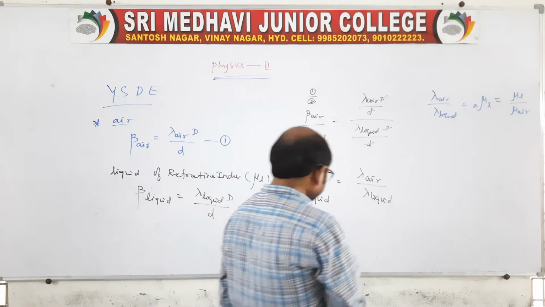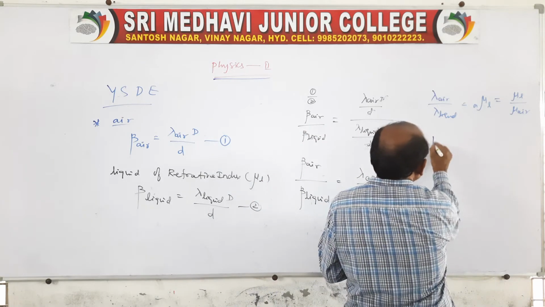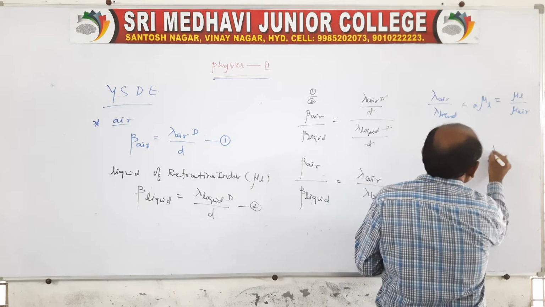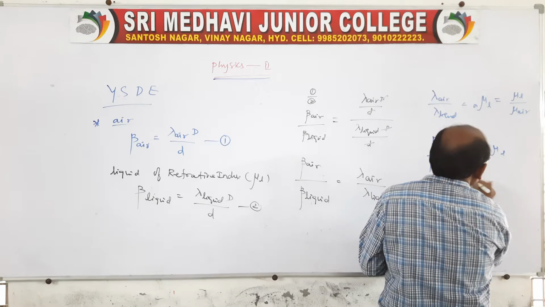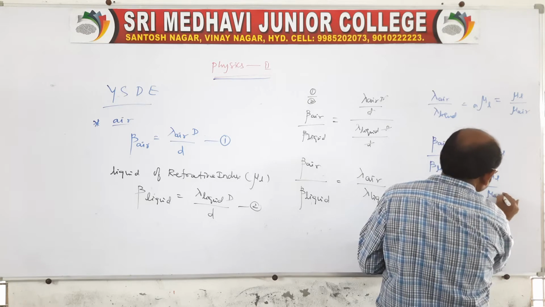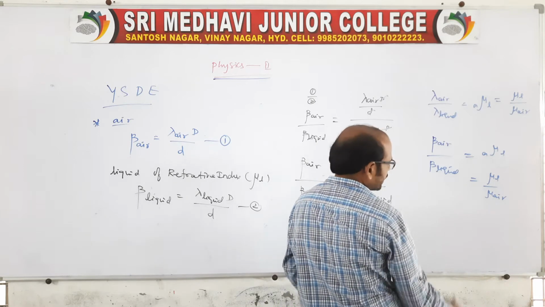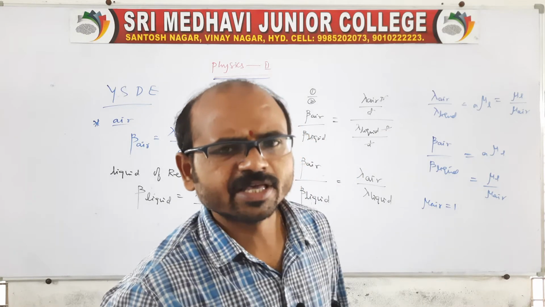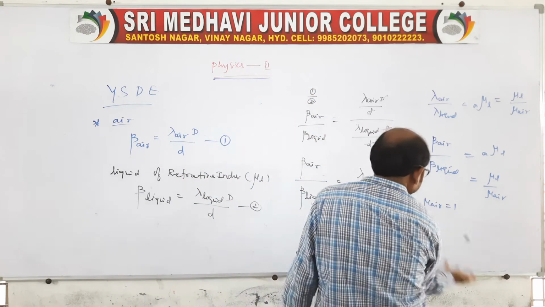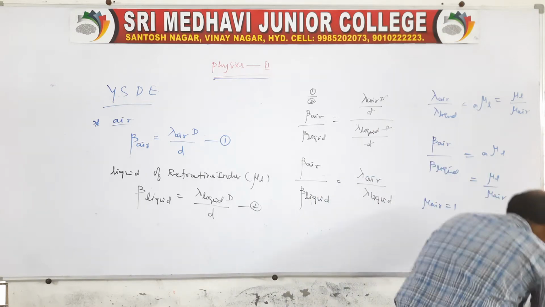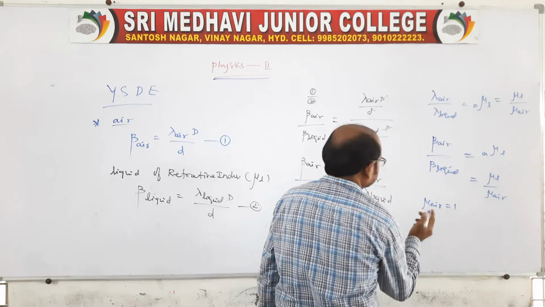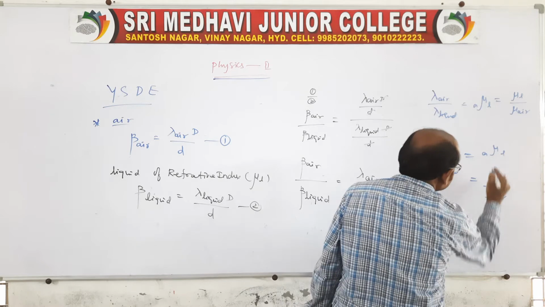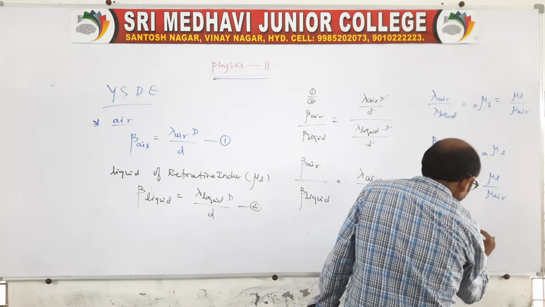So we can take it like this: beta air by beta liquid is equal to mu liquid with respect to air, or mu liquid by mu air. Now of course, we know that mu air is equal to 1, because usually the refractive index of air is 1. So here we can write beta air by beta liquid is equal to mu liquid.